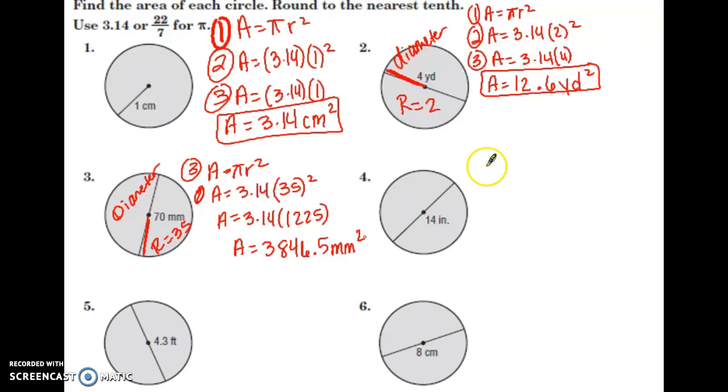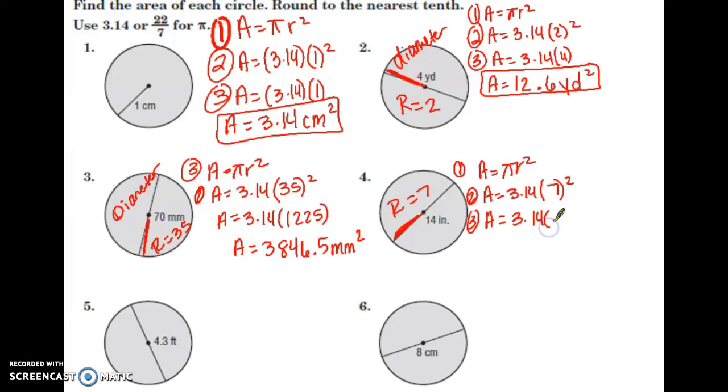Number 4, area equals pi r squared. Area equals 3.14 times the radius. The radius is half of this diameter, so that is 7. 7 squared is 49. 49 times 3.14 is 153.86, which rounds to 153.9 square inches.